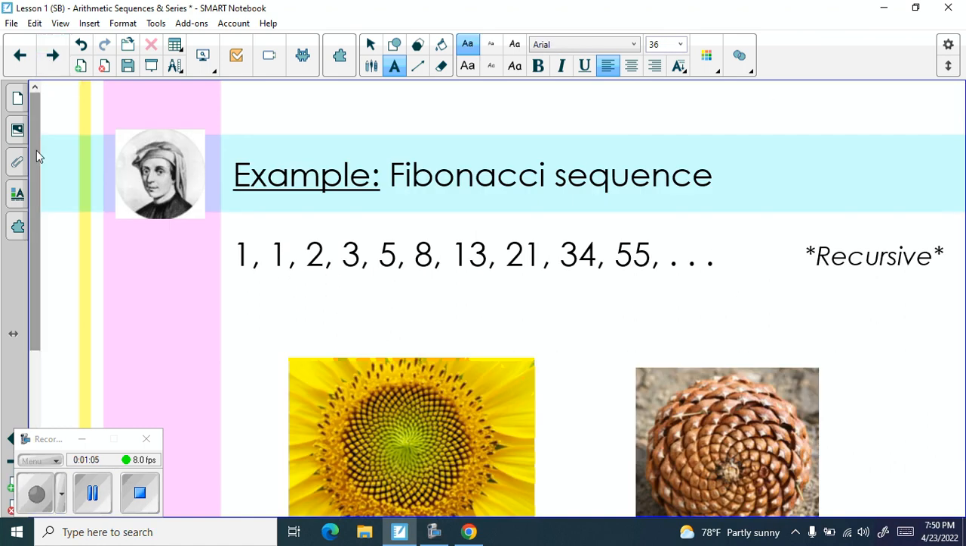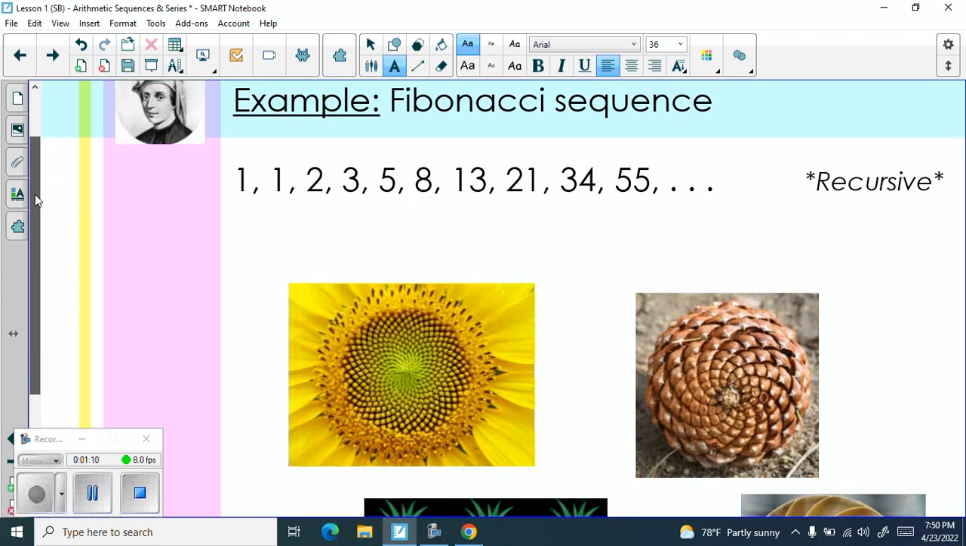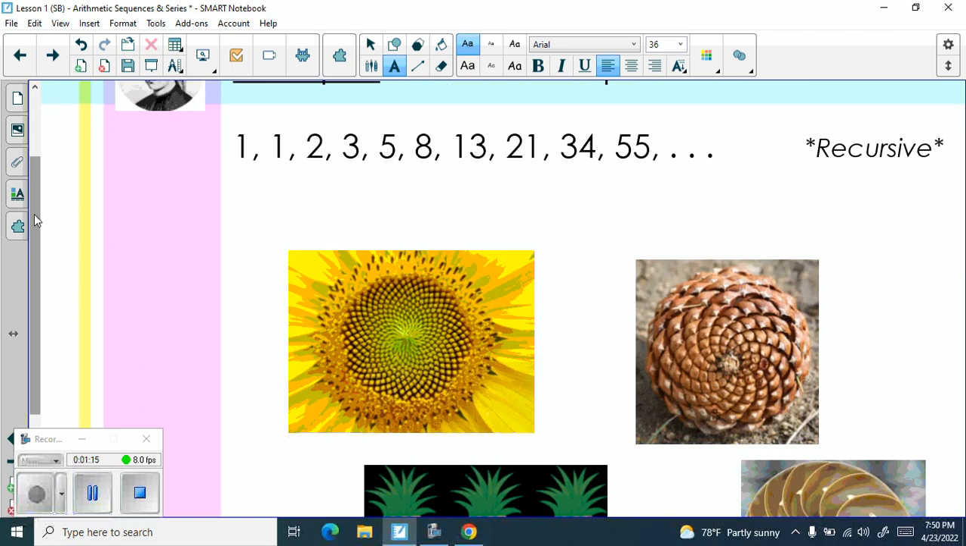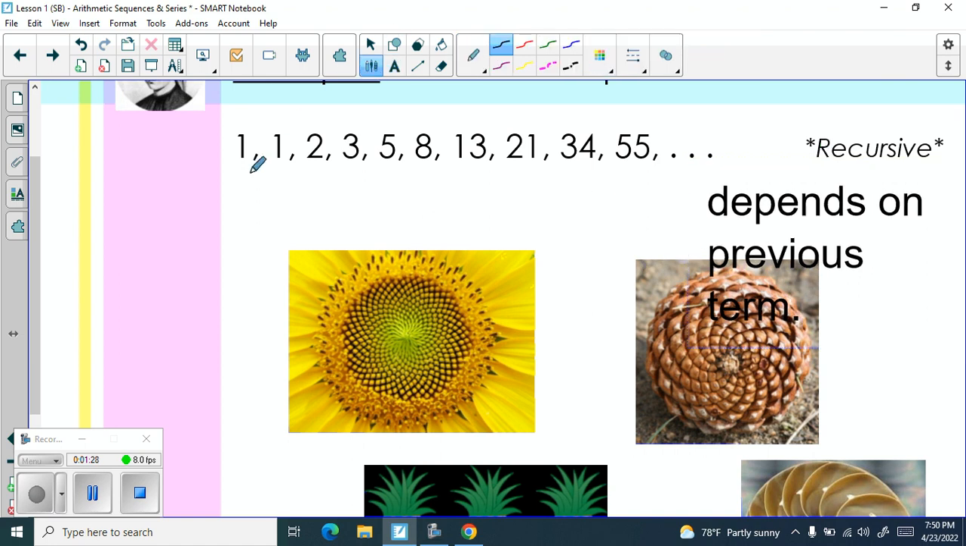So this is again the Fibonacci sequence. It is a recursive sequence because it depends on what happens before it. So it depends on its previous term, so add that into your notes. Depends on previous term. So with the Fibonacci sequence, what you're going to notice is that if you add 1 plus 1, you get 2. If you add 1 plus 2, you get 3. If you add 2 plus 3, you get 5. So you're adding your current term and then your previous term.